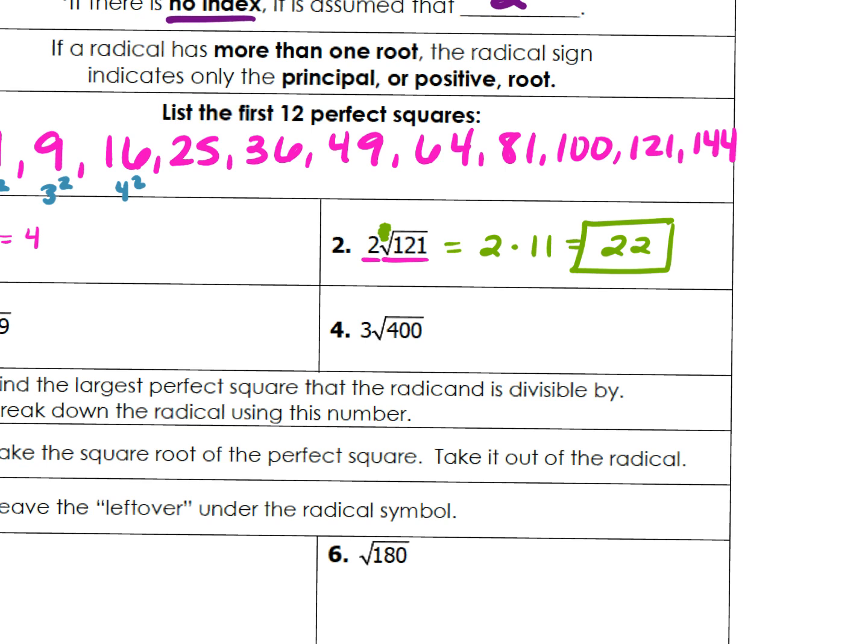So look at example 4 there. 3 rad 400. Anyone know the square root of 400? I bet some of you do. It's 20. Square root of 400 is 20. So this is 3. What operation are you doing between the 3 and the 20? You're multiplying. So 3 times 20 or 60 would be that value.